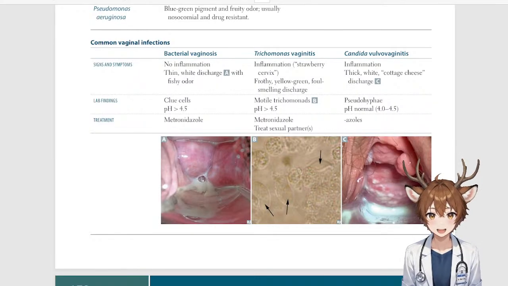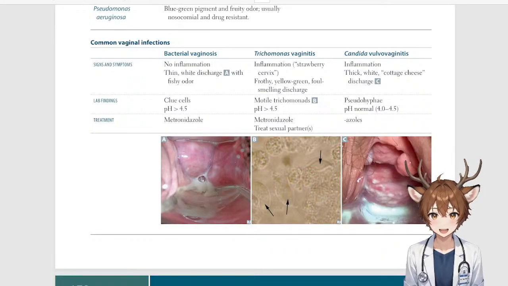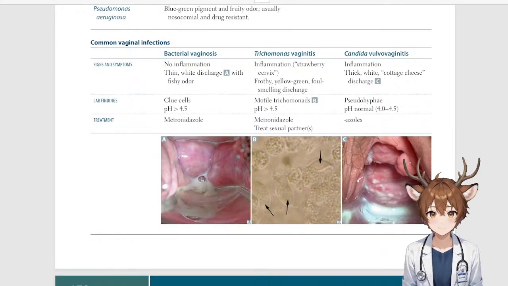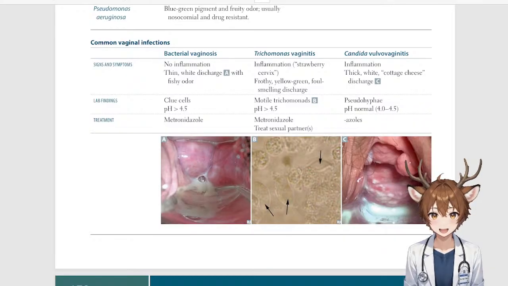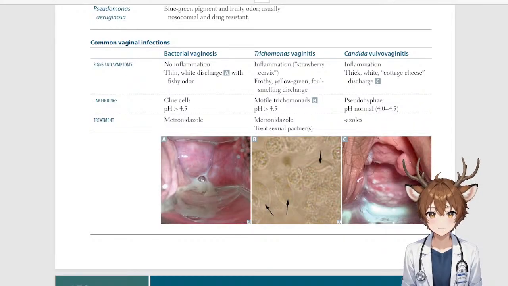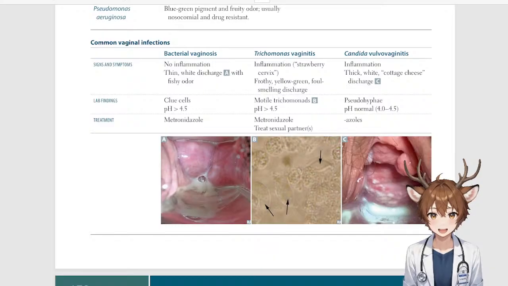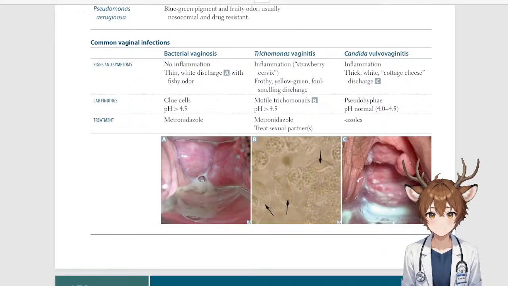Okay, so bear that in mind. What about trichomonas vaginitis? Different presentation. Inflammation with a strawberry cervix, a frothy, yellow-green, foul-smelling discharge. Lab findings would be motile, pear-shaped trichomonads. You can see that picture in B for your book.